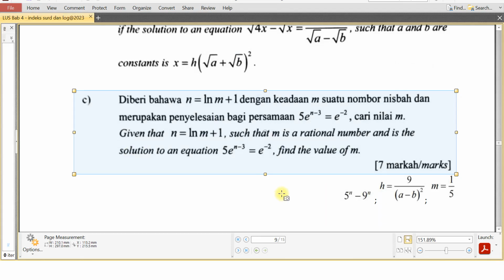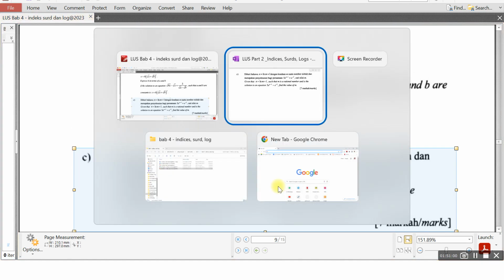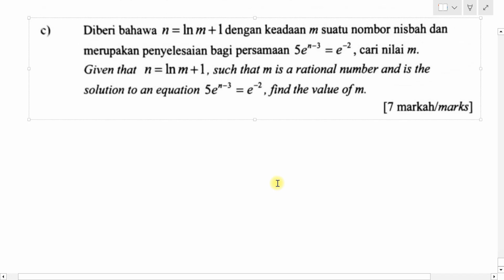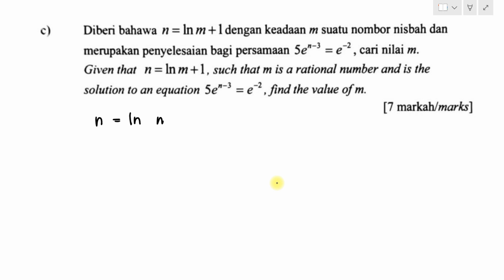7 marks for this question. Oh, the total is 7 marks for all 3. Okay, given that n equal to, should be easy, ln question, and ln m plus 1, such that m is a rational number. Okay, rational number means a number you can express in fraction, and n is the solution to this, and m also is the solution to this. So find the value of m.